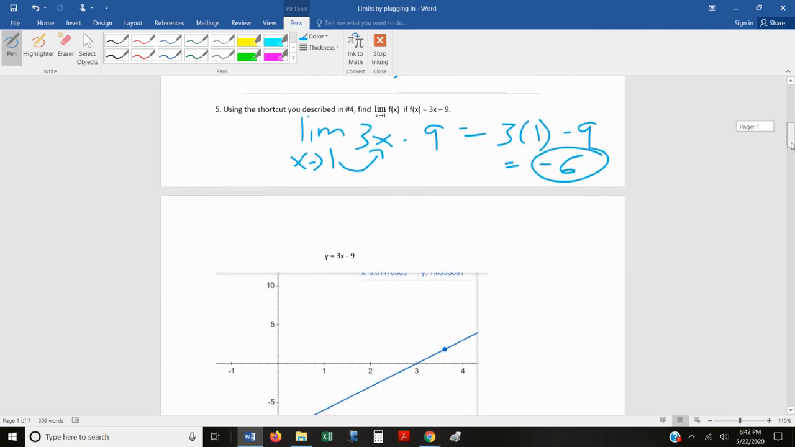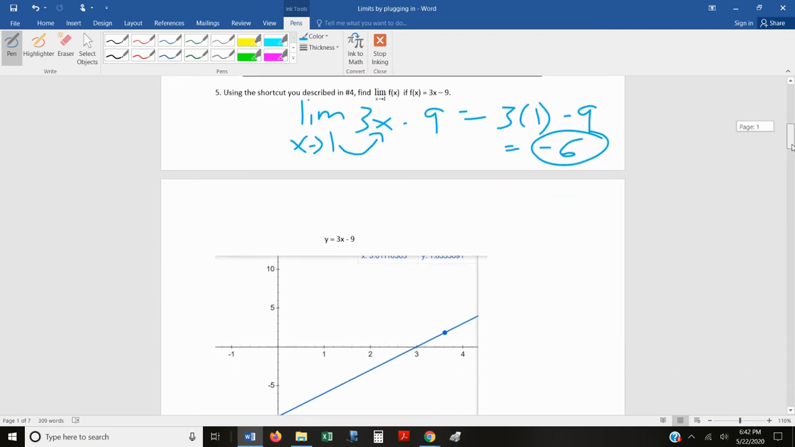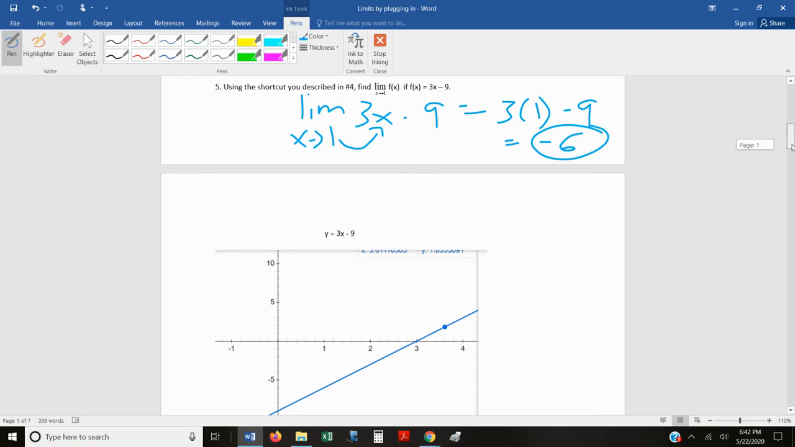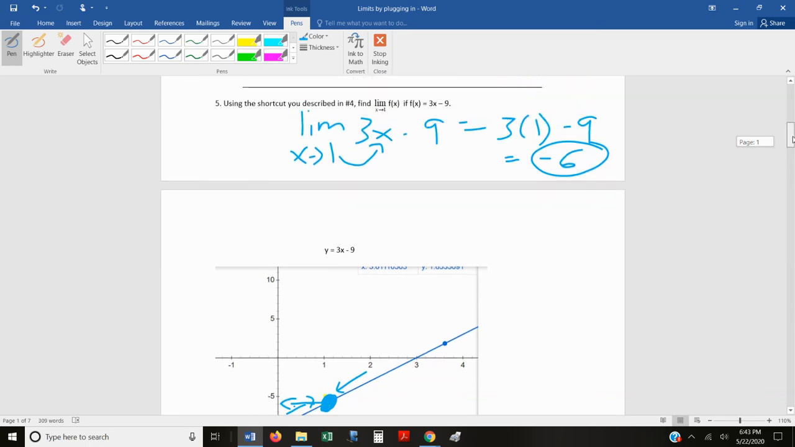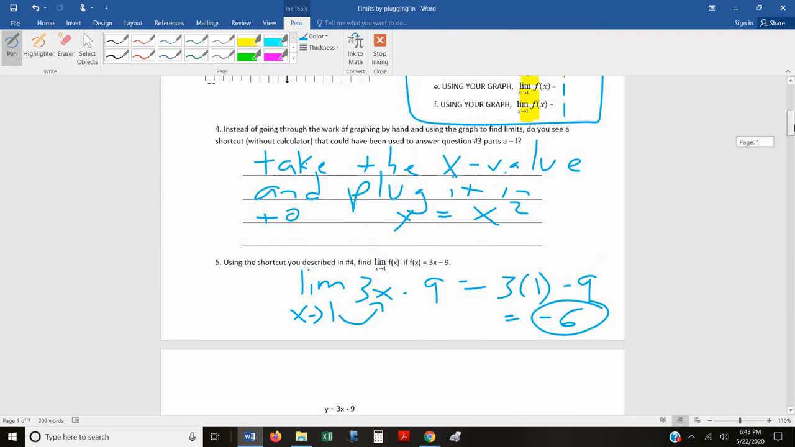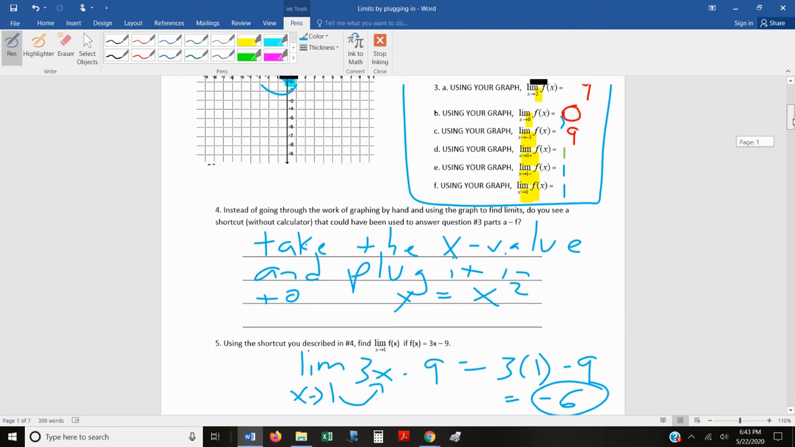So I have included it here, the graph of 3x minus 9, and we're doing the limit as x goes to 1. So obviously this is linear, and here's 1 on the graph. And so no matter if you come from the left side or the right side, you're getting that same limit right there, which is negative 6, right? The y value there is negative 6. So plugging in is kind of the first thing that we look at to get the answer. And it doesn't always work, but that will be in future lessons.